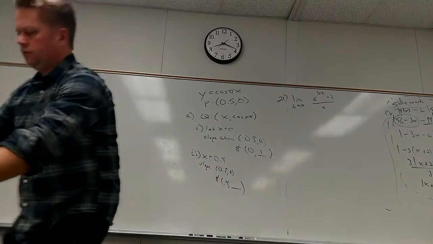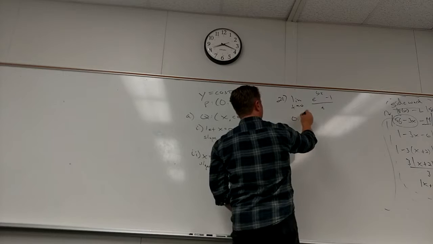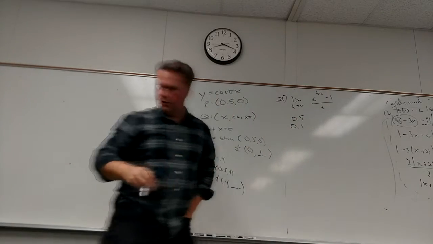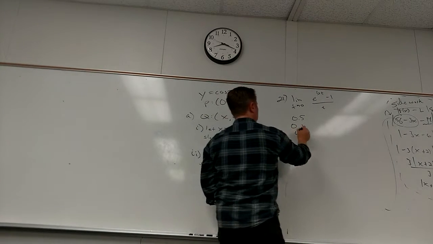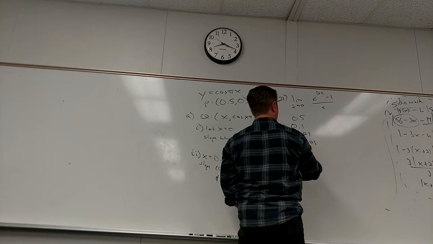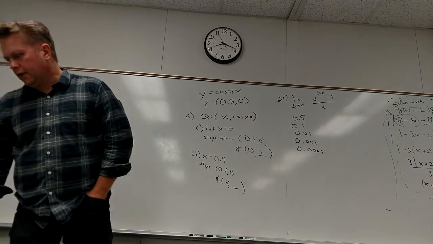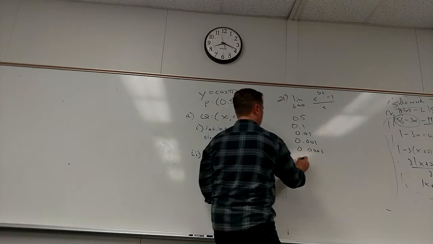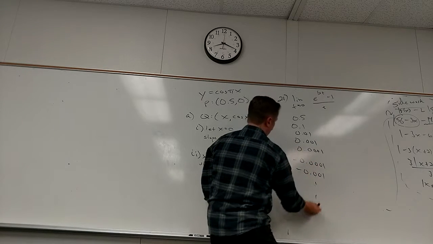Right, and then they give you, so they're going to approach 0. They give you 0.5, 0.1, where'd it go? 0.01, 0.001, I think that's as far as they go. Yeah, and then the negatives of those. Negative 0.0001, negative 0.001.